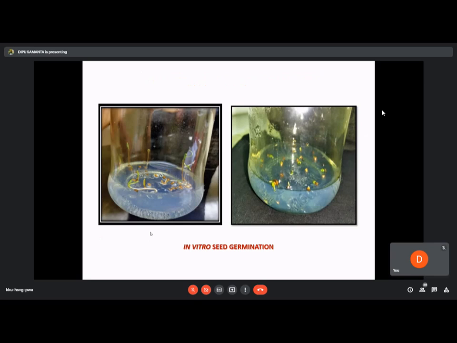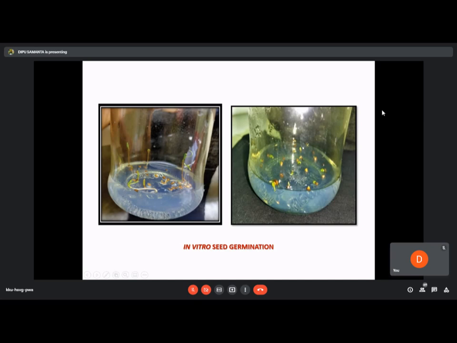I have mentioned that 0.1% alkaline solution, sometimes it requires 0.15%, or sometimes it requires along with 0.1% microperchlorate solution, sometimes 30 seconds 70% alcohol treatment is also required. These are the photographs of carrot seedling production in vitro. It is the Lawsonia inermis seedling production in vitro.